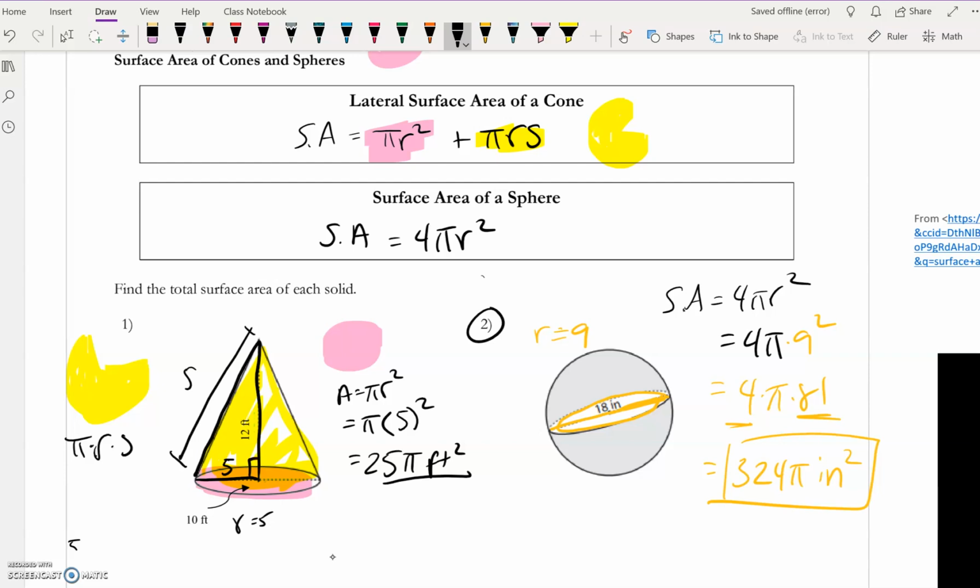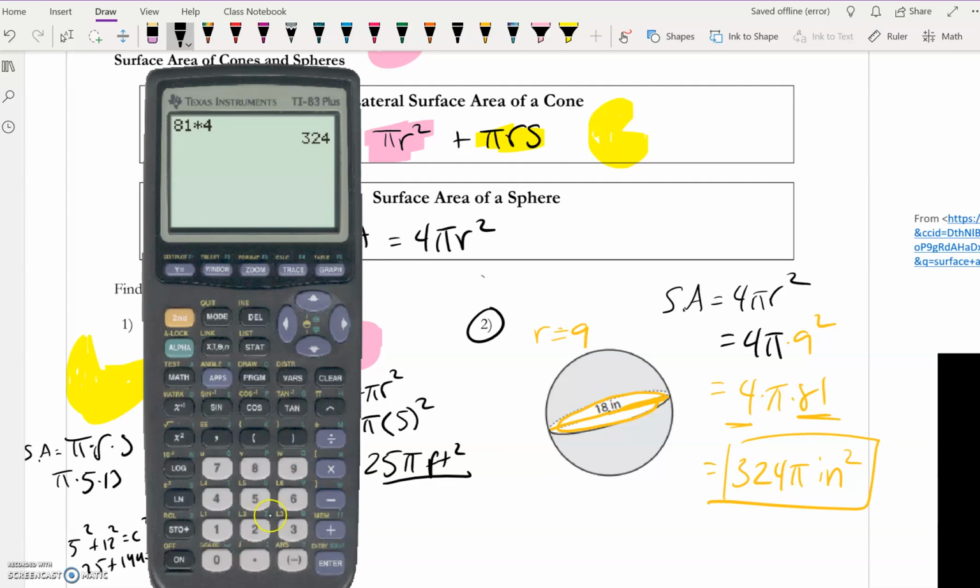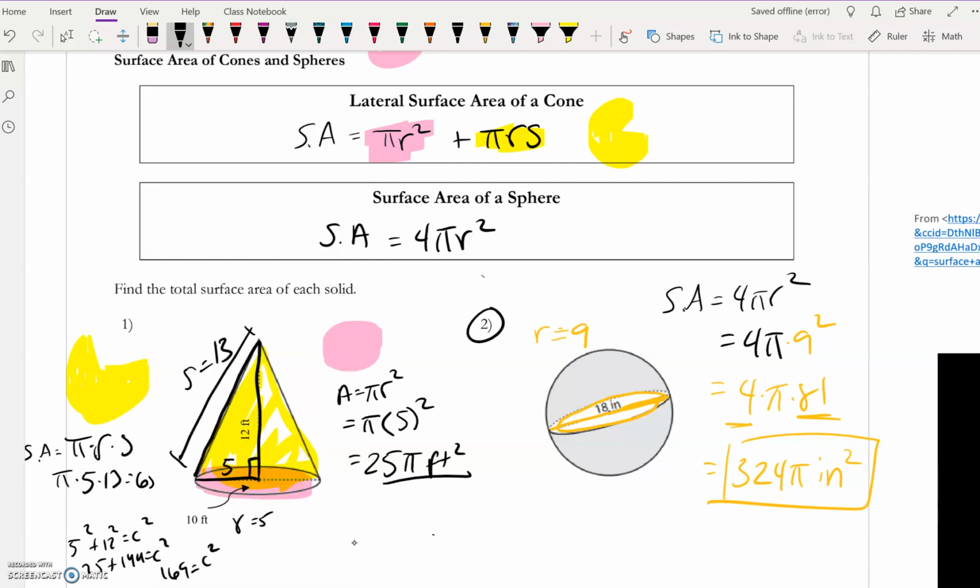If you do 5 squared plus 12 squared equals c squared, you'll find 169 is c squared. And what times itself is 169? Your slant height will be 13. So your surface area is going to be pi times radius of 5 times slant height of 13. And 13 times 5 is 65 pi.